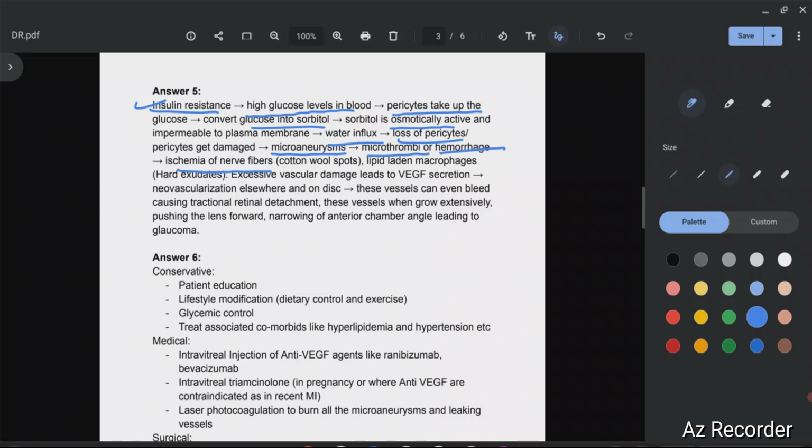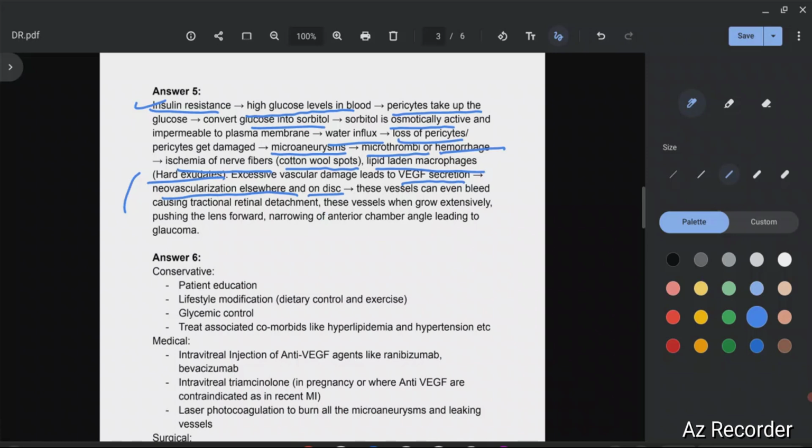And whenever there is blood, with blood there is lipid present inside the blood, and that lipid is taken up by your macrophages, and they become lipid-laden macrophages, leading to hard exudates, and this is also seen on fundoscopy. Now, excessive vascular damage leads to VEGF secretion, leading to new vascularization elsewhere and on the disc. These vessels can even bleed, causing tractional retinal detachment. These vessels, when they grow extensively, push the lens forward.